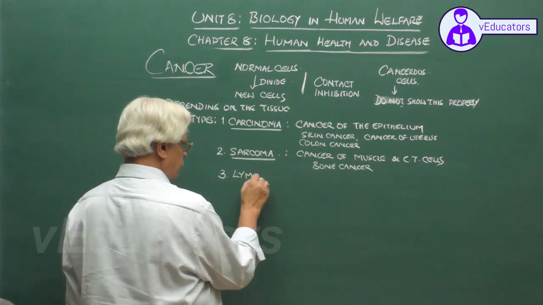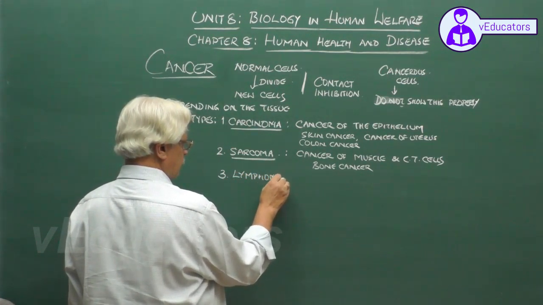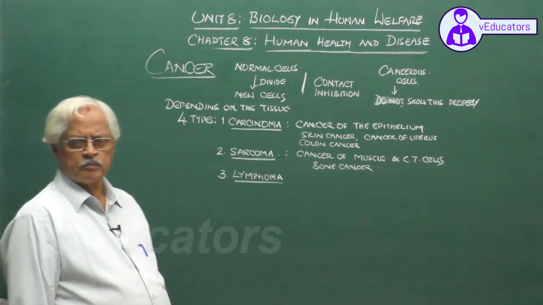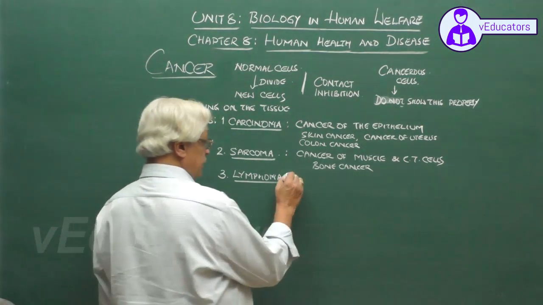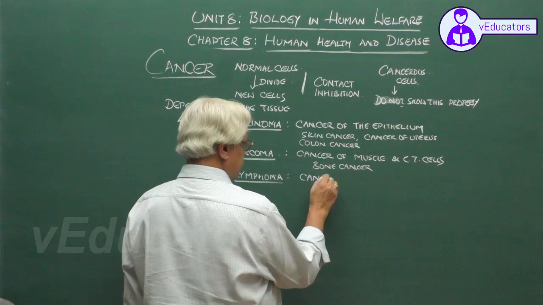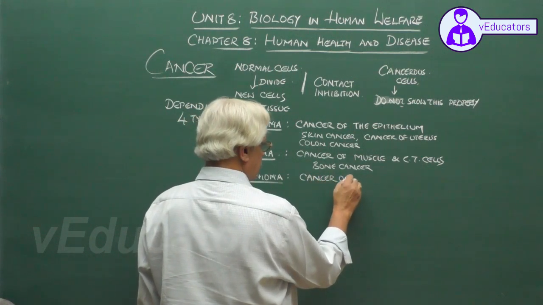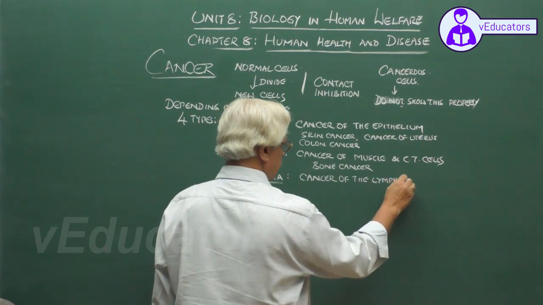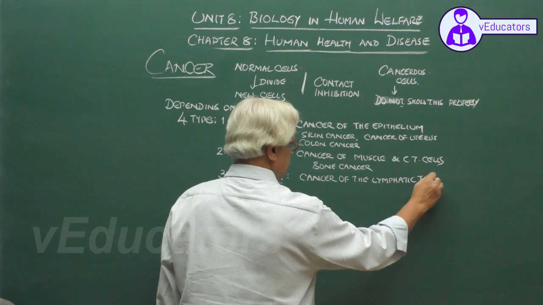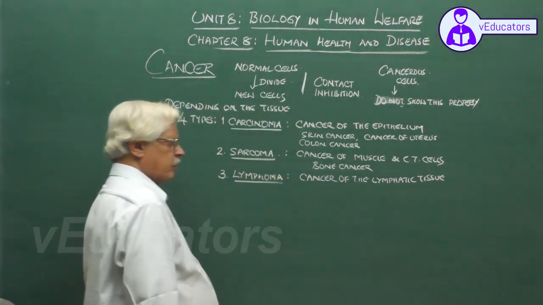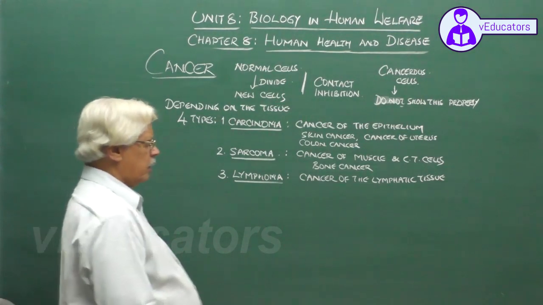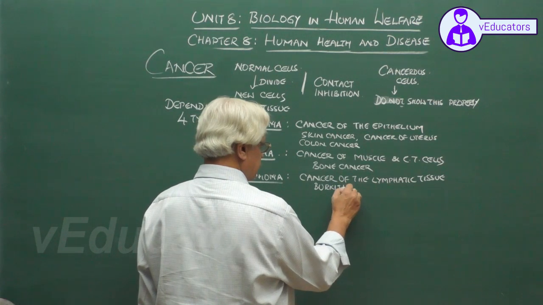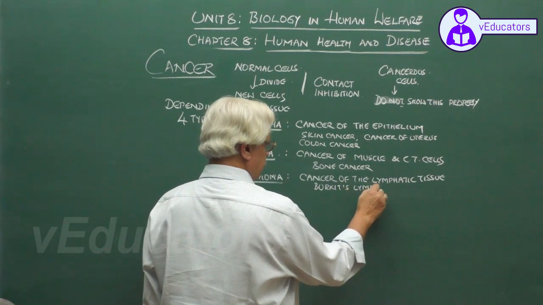Another type is called lymphoma. It is cancer of the lymphatic tissue. A common example is a cancer called Burkitt's lymphoma.